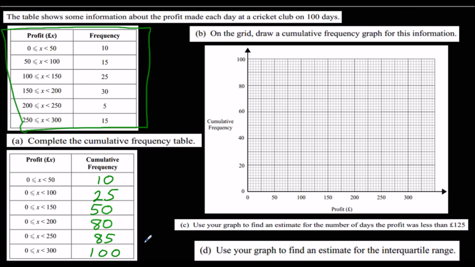Part B says draw a cumulative frequency graph. For a cumulative frequency graph, we plot the top point against the cumulative frequency. It's not the midpoint. If it's a frequency polygon, which you might get, that's plotting the midpoint against the frequency. But for cumulative frequency, it's top point against frequency. 10 days are up to £50. So £50, 10 days.